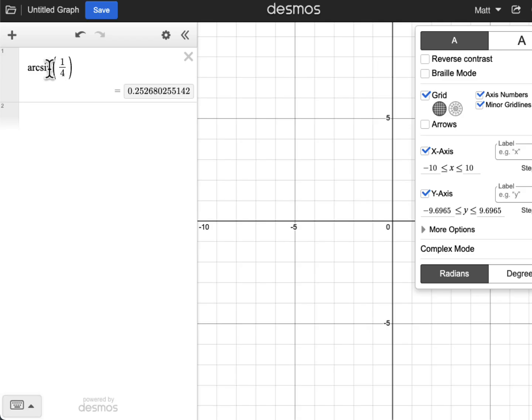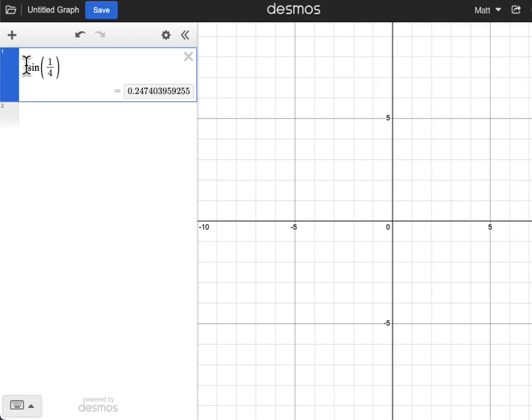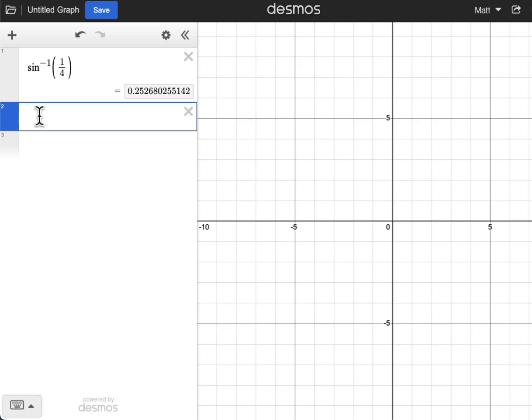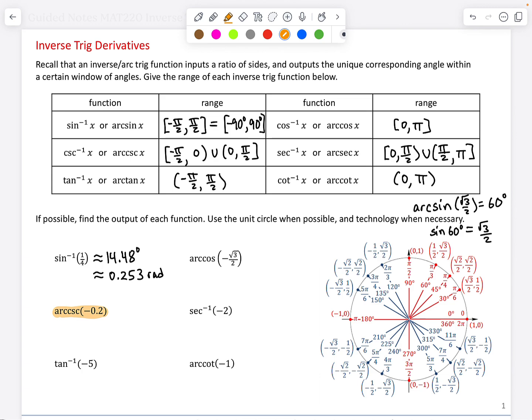Using Desmos, you can also type in, instead of arc sine, sine to the -1 power. This is an indication of doing an inverse sine function. Desmos recognizes both notations. For the next one, arc cosecant of -0.2. The range of arc cosecant is still quadrants 1 and 4, so we're looking for an angle somewhere in these quadrants where the cosecant will be -0.2.